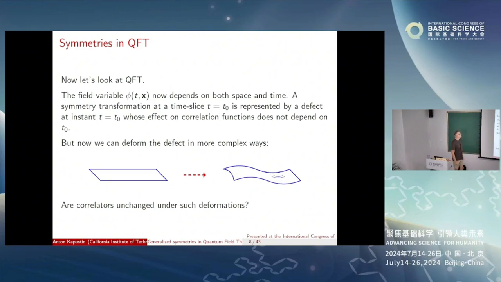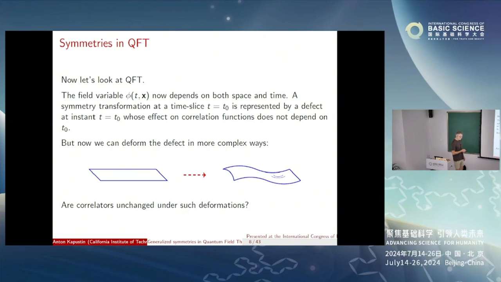Now, if you look at quantum field theory, instead of a q you have a variable, some sort of phi, which depends both on time and space. X is a collective variable for spatial coordinates. You can still consider a symmetry transformation at a time slice t naught, and you still have a defect, a sort of discontinuity, which corresponds to the action of the unitary, and its effect on the correlation function does not depend on t naught, because again, if it's really a symmetry, then shifting t naught is the same as conjugating with the evolution operator, and that doesn't change things locally.